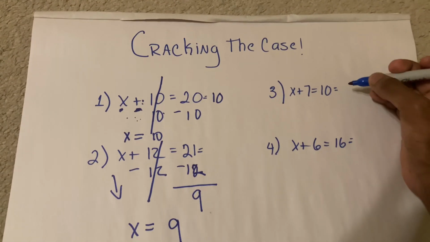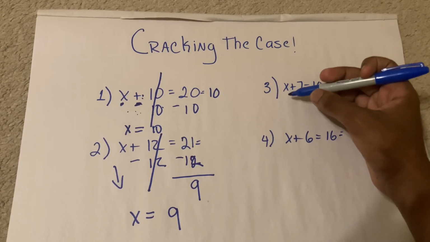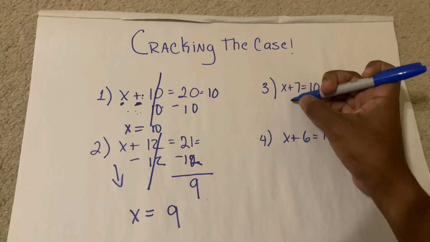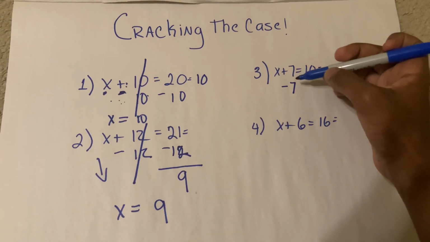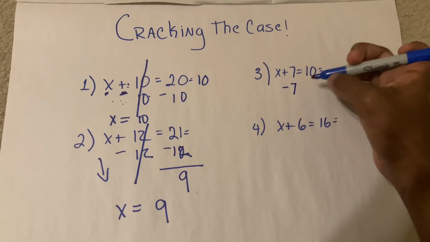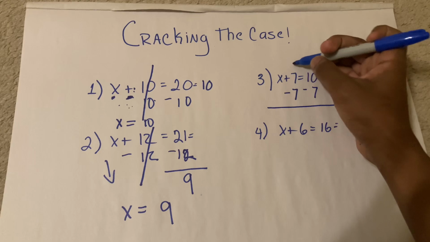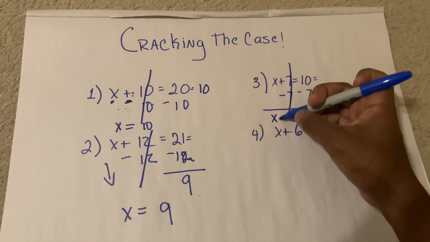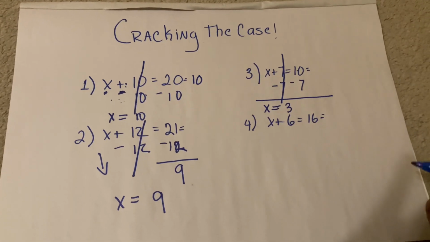Number three, same thing. We've got to get x by itself. So in order to get x by itself, we have to do the opposite of plus 7, which is minus 7. So we're going to do minus 7 here. Now what we do to one side, we do to the other side as well. So we're going to do minus 7 here. The 7s cancel out. We bring down the x. x equals 10 minus 7 equals 3.